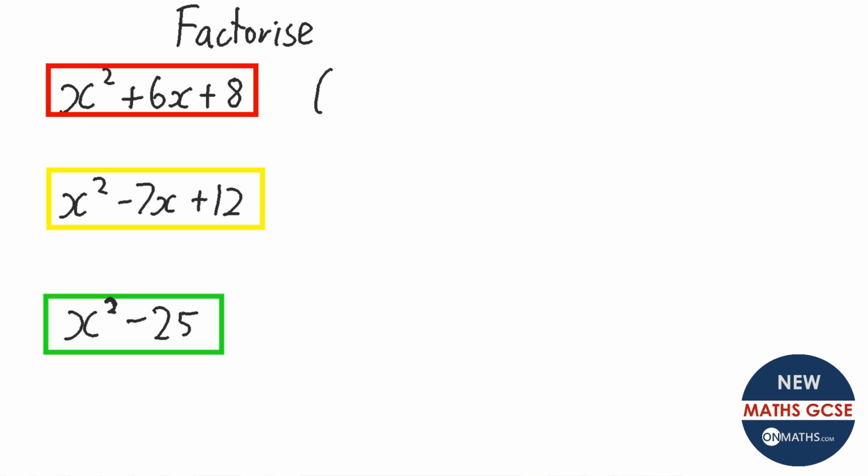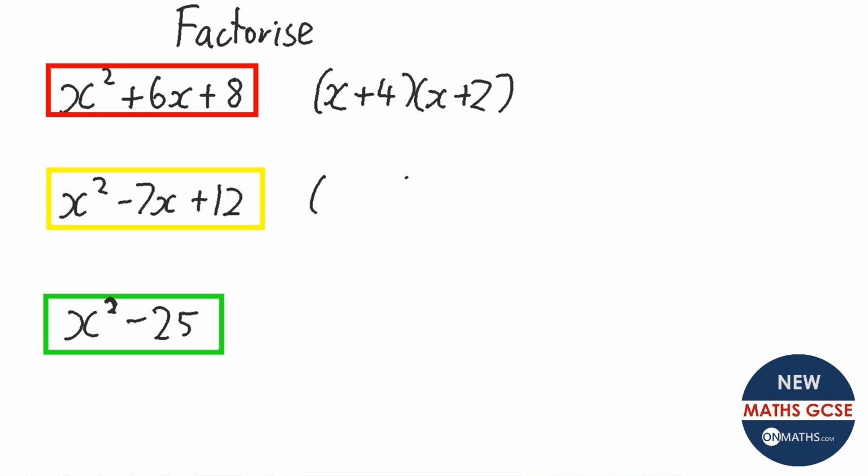Okay, so I'm going to start the first one off by putting my double brackets down, and I'm going to put the x at the start of both of the brackets. So we've got two numbers that times together to make 8, well 4 and 2, and add together to make 6. So it's going to be 4 and 2, but it can be in either order. You might write x plus 2, x plus 4, and that's fine too.